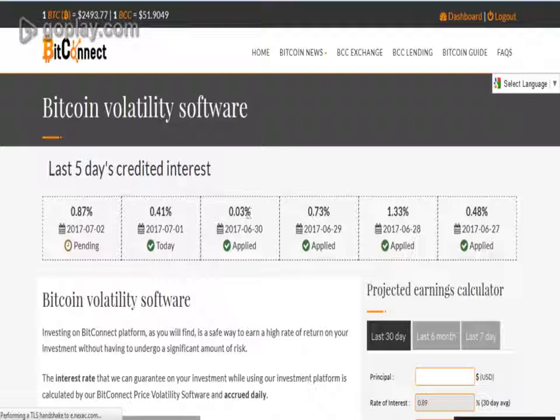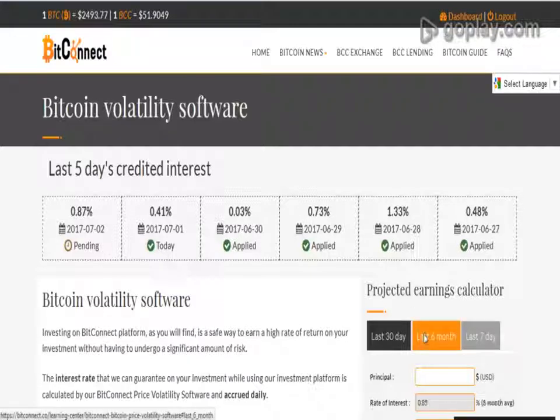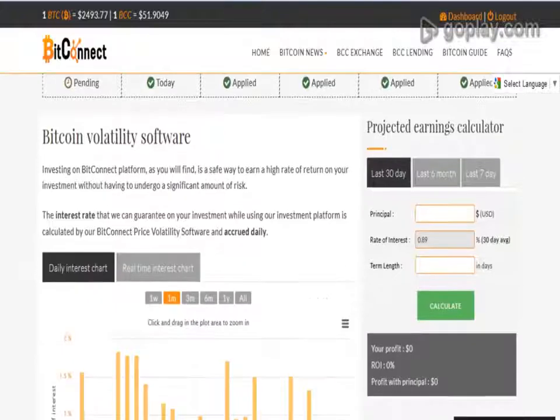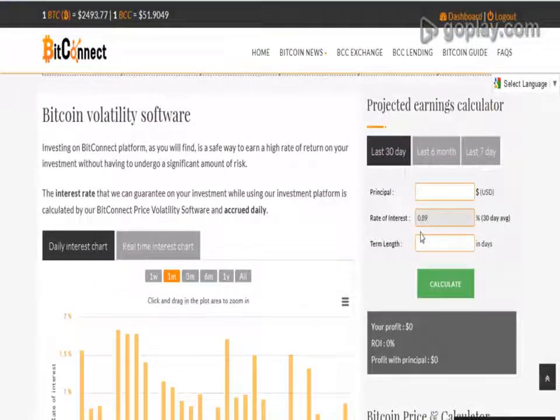That's why you can see right here they did make some, but they didn't make a lot of money. 0.03. There's days over 1%. There's like tomorrow's almost 1%. So I just want to use something that's realistic. The last 30 days is 0.89. So in my calculations here in this video, I'll use 0.89 as the interest rate.